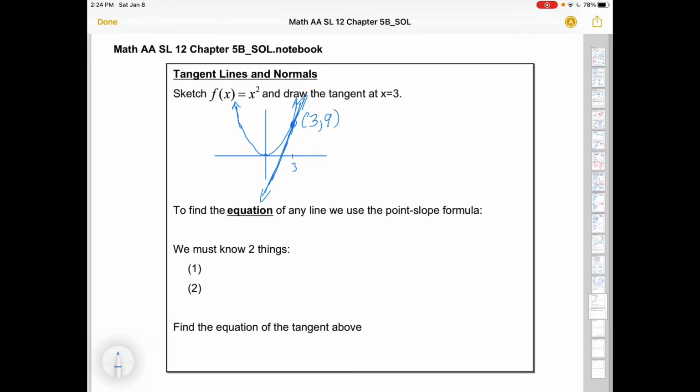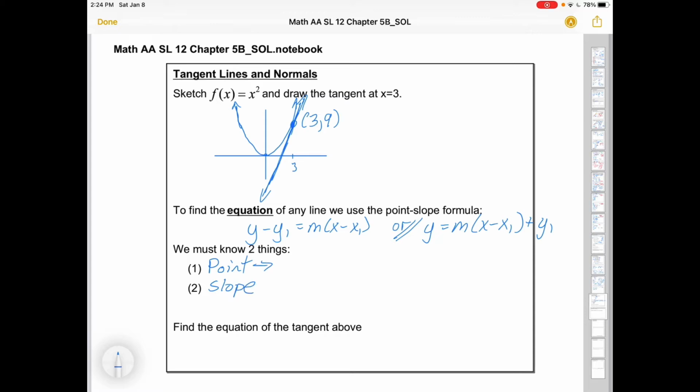And to find the equation of any line, we use the point slope formula, which is y minus y1 equals m(x minus x1). It's kind of a rearrangement of the slope formula itself. Or if you like, you can write it in y equals form to start with, like this. I kind of like it the first way, though. Okay, to use the point slope formula, you need to know two things. Can you guess? That's right, we need to know a point, and we need to know the slope.